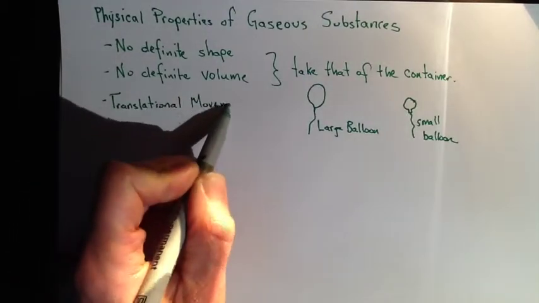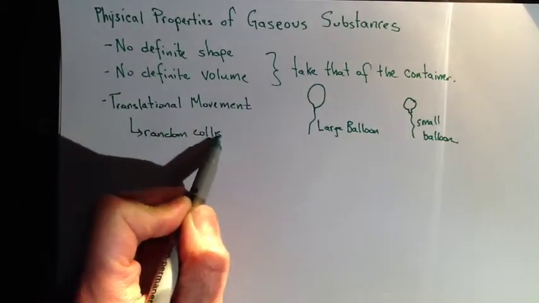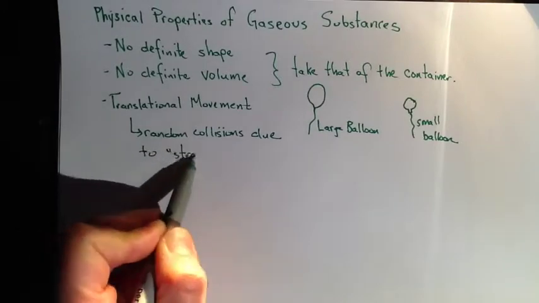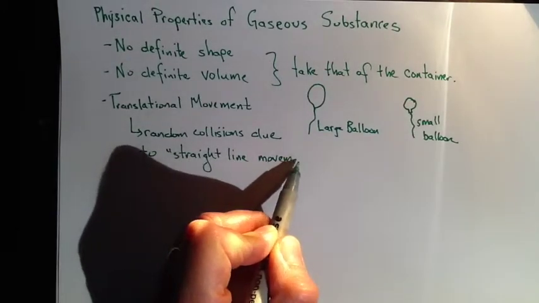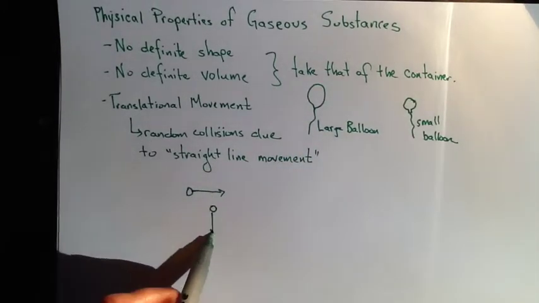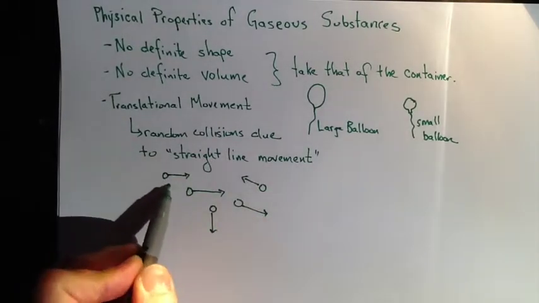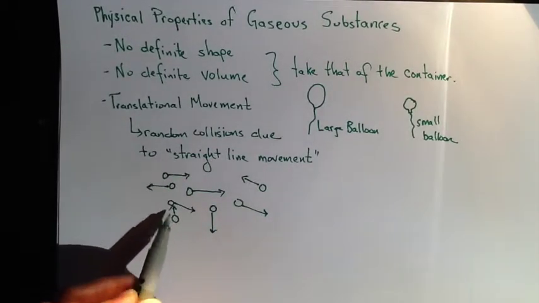Gas particles move with translational movement. This is a straight line movement that allows for many random collisions. This is why gas particles have the properties that they do.